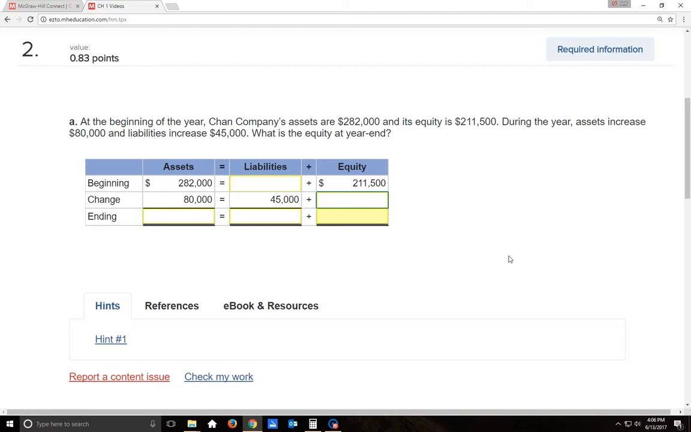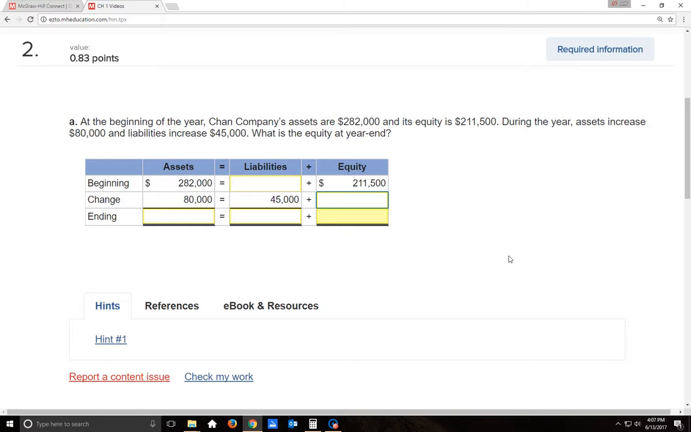This is Chapter 1, an algorithmic version of Exercise 1-9. The problem reads, answer the following questions. Hint, using the accounting equations. Part A, as shown on the screen, says, at the beginning of the year, Chan Company's assets are $282,000. Its equity is $211,500. During the year, assets increased $80,000 and liabilities increased $45,000. What is the equity at year end?